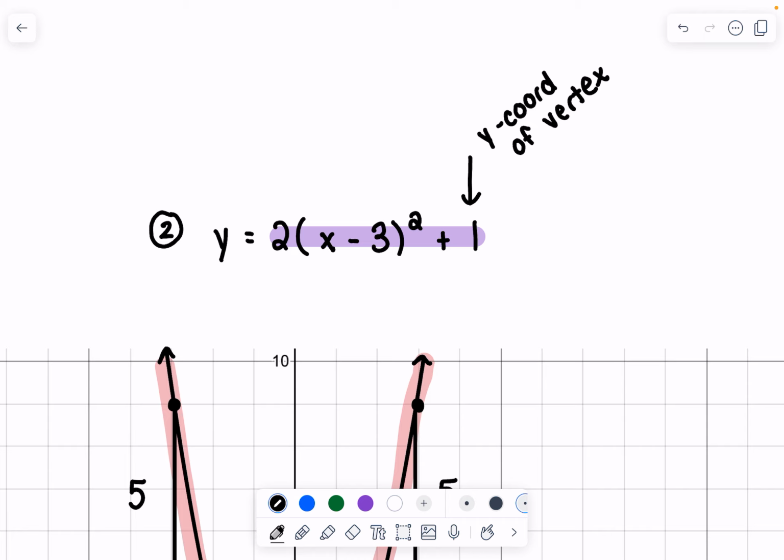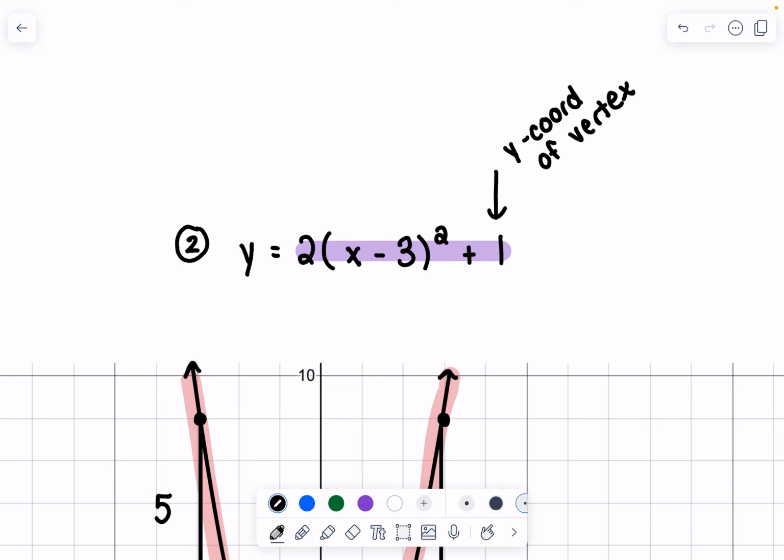Where it gets tricky is within the bracket tells you your x coordinate, x minus 3. All you need to do is flip the sign, or think, how can I zero out this bracket? Because when you zero out that bracket, you're going to be left with just the y coordinate of your vertex, which is 1. For example, sub x equals 3 into here, 3 minus 3 equals 0. 0 squared is still 0. 2 times 0 is still 0. Plus 1 just gives you plus 1.